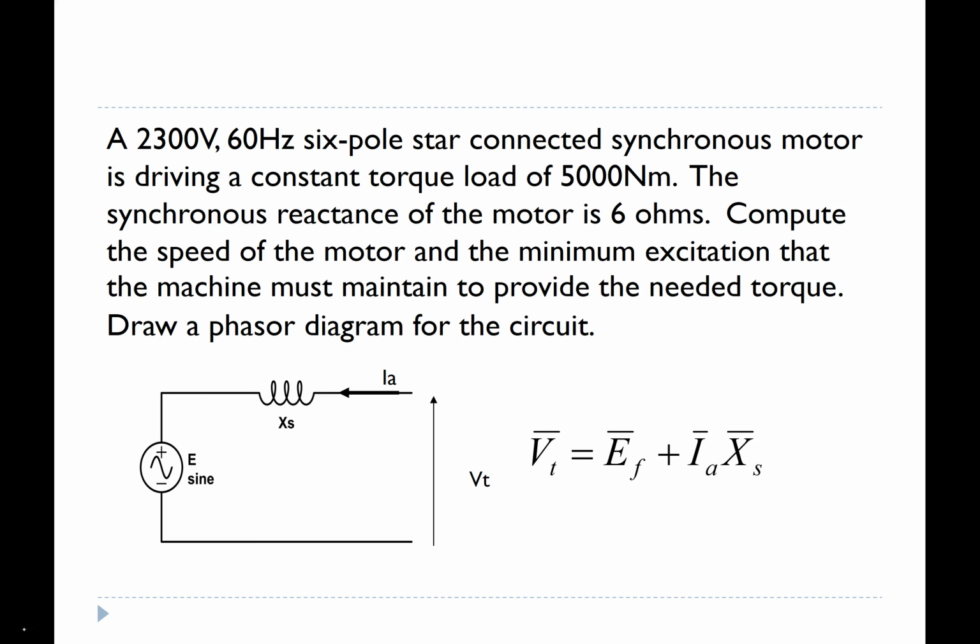Okay, so in this video we are going to look at one question concerning synchronous machines. The question is: a 2300 volt, 60 hertz, 6-pole, star-connected synchronous motor is driving a constant torque load of 5000 Newton meters. The synchronous reactance of the motor is 6 ohms, and we need to compute the speed of the motor and the minimum excitation required to provide the needed torque. And then we need to draw a phasor diagram for the circuit.